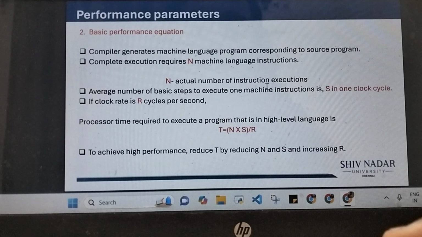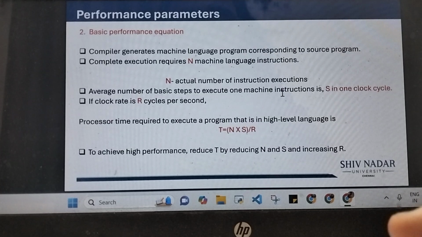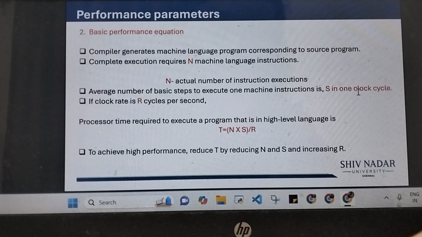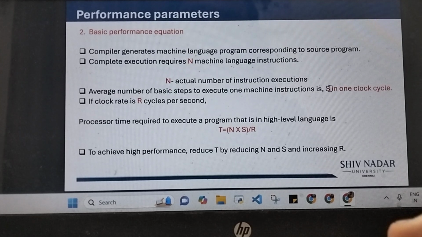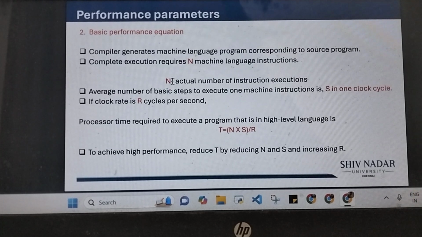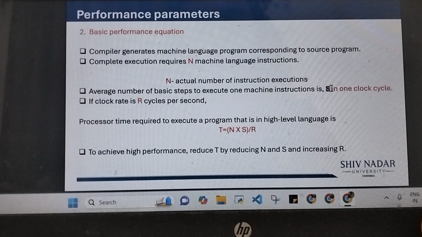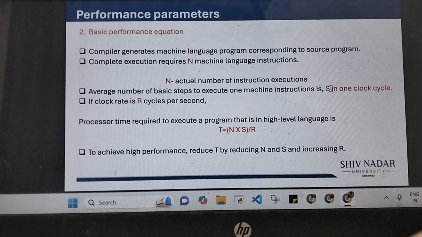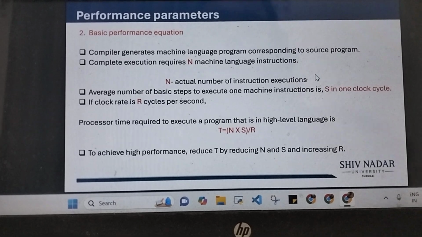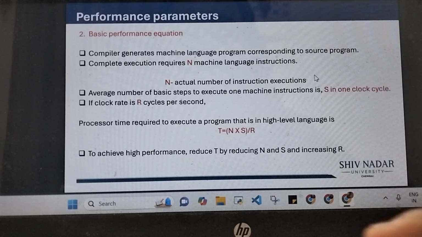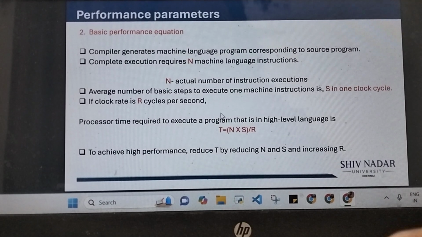Now we have a computer which is capable of executing s instructions in one clock cycle. So let's say the total number of instructions is 100 and my computer is capable of executing 20 instructions in one clock cycle. Then my n here is 100, s here is 20. So obviously we need 5 clock cycles to complete the entire program execution. And r, as we saw, is the clock rate in cycles per second.